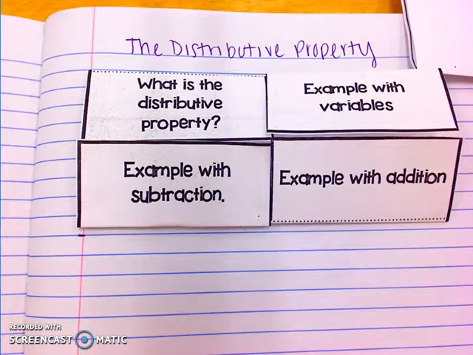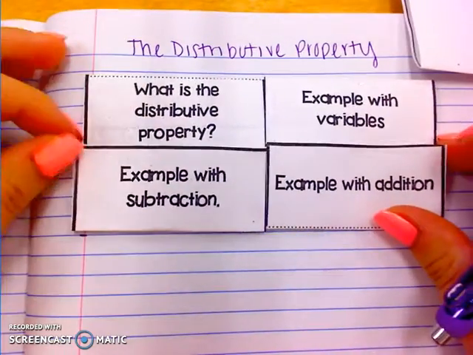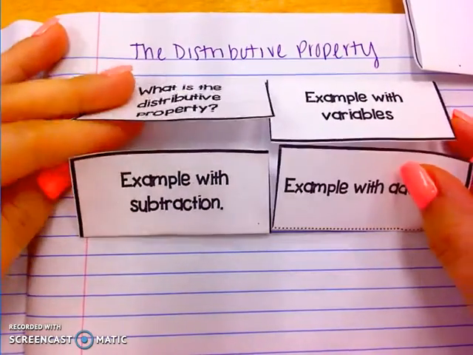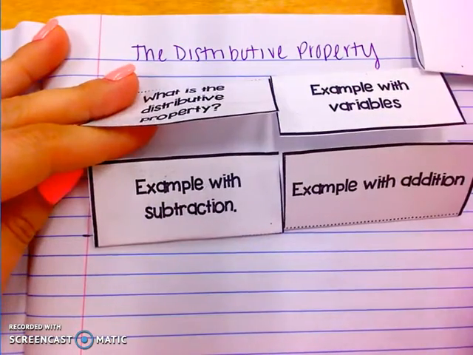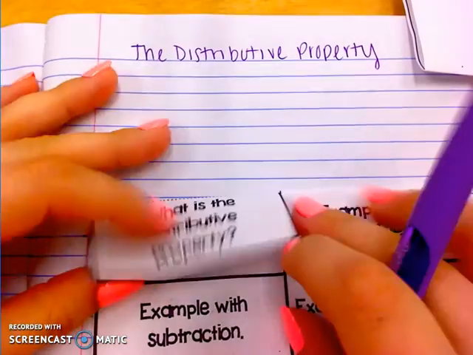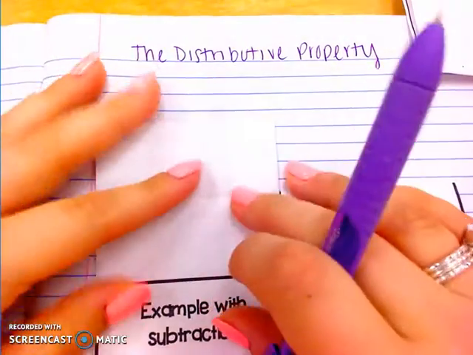This lesson is on the distributive property. We're going to start with this little foldable. Everything just gets folded in and you cut on the solid lines. So we're going to start with what is the distributive property.